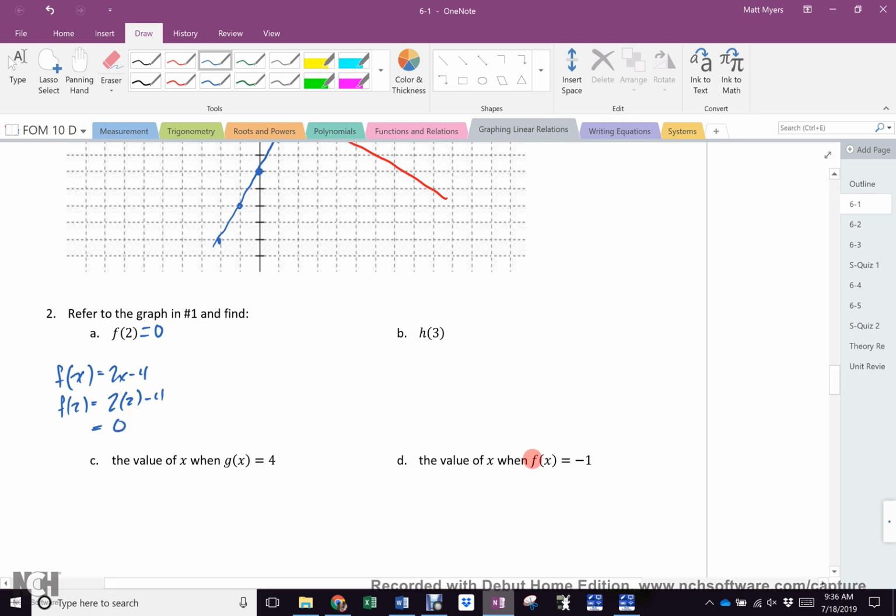Do I need to do all of these, or is everybody cool? Everyone's good? Everybody remembers how to do function notation? Both graphically and algebraically? I hope so. All of you? You want to do B? Okay. So what color is the H function?